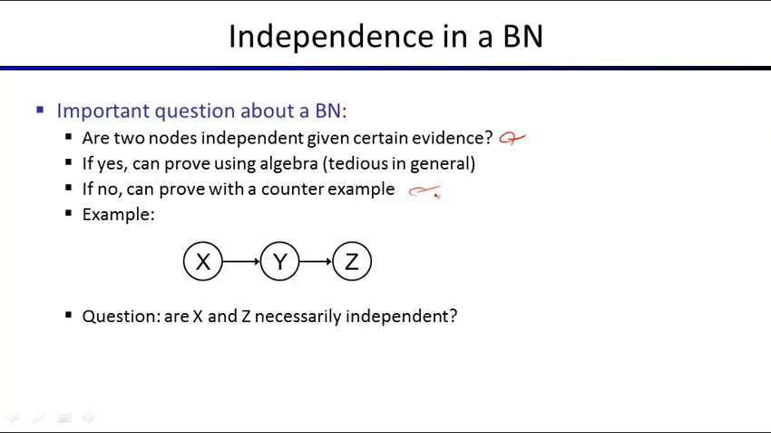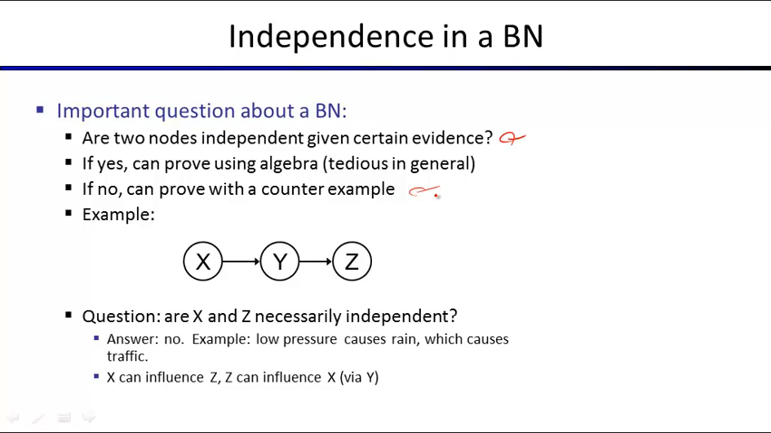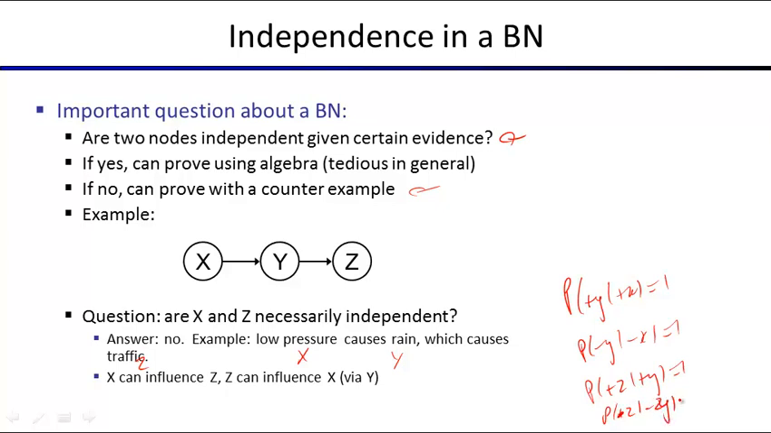Usually you just think of an example that makes sense where they wouldn't be independent, and then you fill in numbers according to that example. So here's an example: low pressure causes rain, causes traffic. This would be x, this would be y, this would be z. And you put P(+y|+x) = 1, P(-y|-x) = 1, P(+z|+y) = 1, P(-z|-y) = 1.